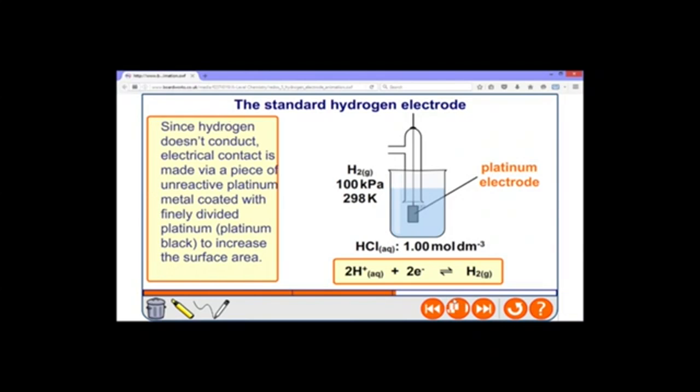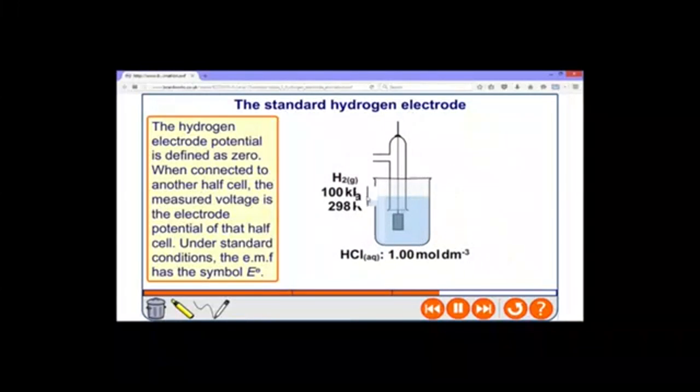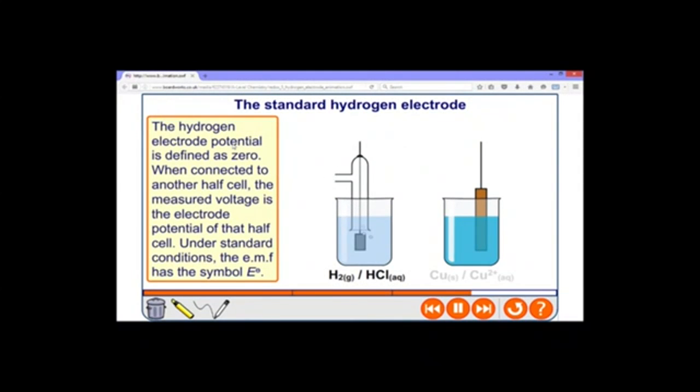Okay, finally, the hydrogen electrode potential is defined as zero. They just defined it as zero. So then when they connected another half cell to it, they can measure the voltage with respect to this hydrogen half cell. And that's considered to be the EMF or E theta.